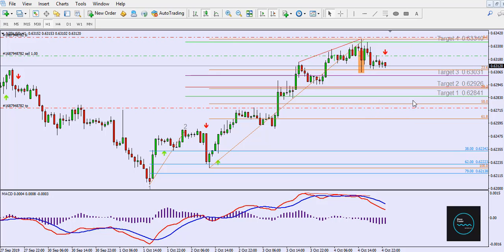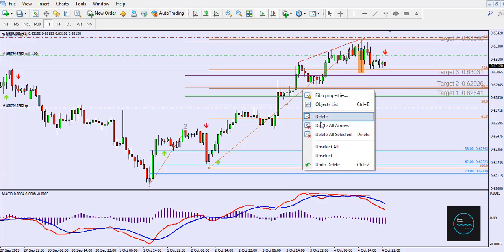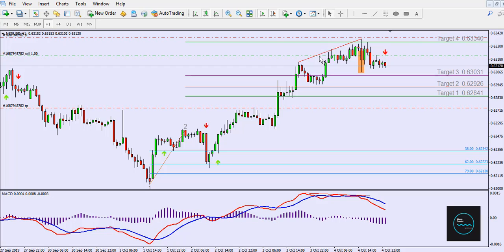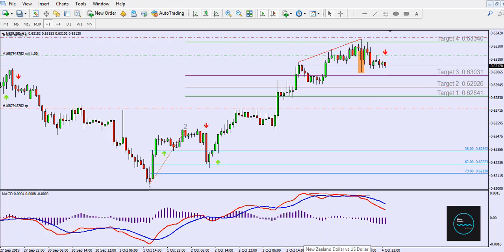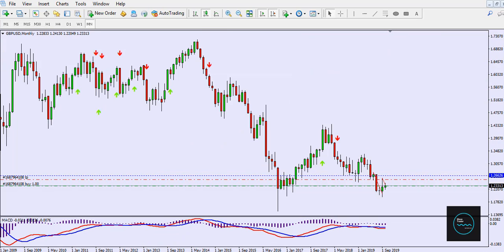Or at the very least, I may be able to take it at the third target if I can get that far. So the first, the third, one of these three. So that's on the New Zealand USD, not the New Zealand Canadian. Sorry, I apologize. So let's go to the British pound. Now this is the British pound USD, and I took a trade here as well, okay.